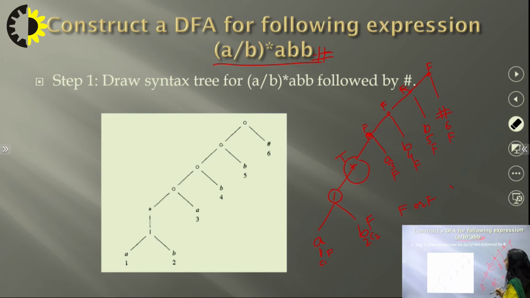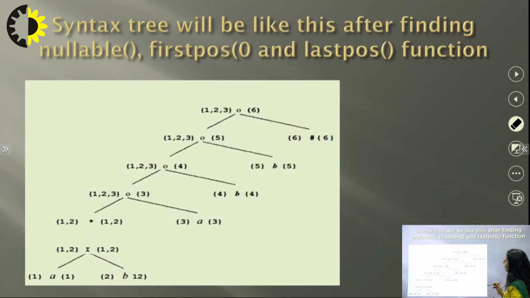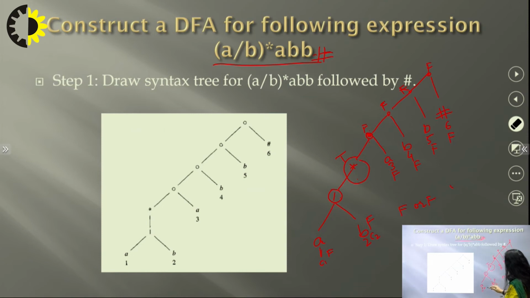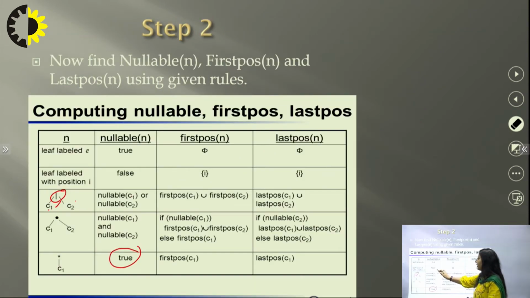Now, next we have to complete the firstpos. We have already computed the nullable. Now we have to compute the firstpos. How can we compute it? If the leaf node is epsilon, then the firstpos is phi. But here we can see there is no epsilon node, so we have to go to the next step. If a leaf is labeled with position i, then firstpos of n is i.